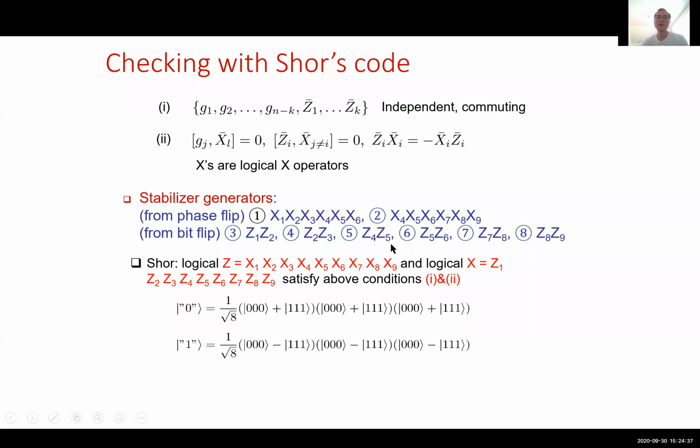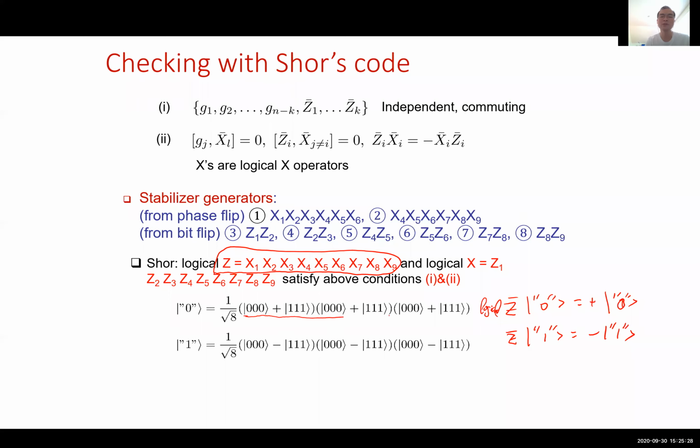So let me just remind you, we have a stabilizer generator, and the logical Z operator is this product of X. The reason is that we define the logical zero to be this state, logical one to be this state. We want to define our logical Z so that logical Z acting on logical zero is plus sign, and logical Z acting on logical one is minus sign, right? So that's why we choose the product of X to be this, because it would satisfy this condition: zero maps to zero, but one maps to a minus sign, because with three X's there is an additional minus sign here, minus sign there, minus sign.